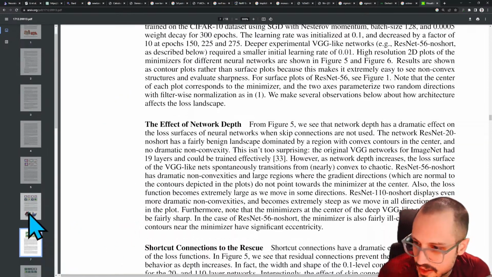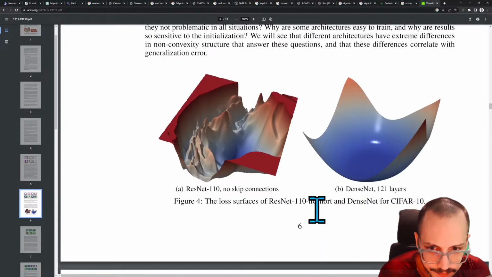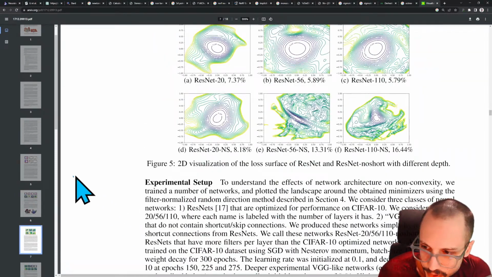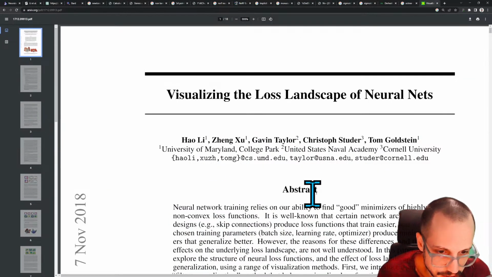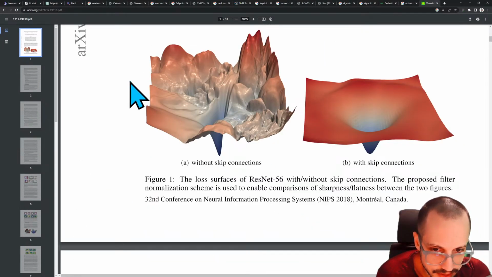Let's see if we can find a nice picture of this. I think maybe down here. Yeah, and this paper mostly just talks about how you can use skip connections, or residual connections as they're known, and those residual connections make the loss landscape a lot smoother, which means that it's easier to use gradient descent to get to the actual minima that you want, right?